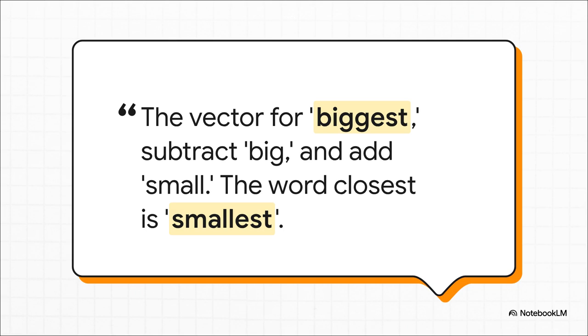And this is where it gets kind of mind-blowing. This vector math actually works. The model can literally do math with the meanings of words. Just think about that. You can take the number representation for biggest, subtract the one for big, and add the one for small, and you get the number representation for smallest. It's incredible. It means the model isn't just memorizing words, it's learning the relationships between them.